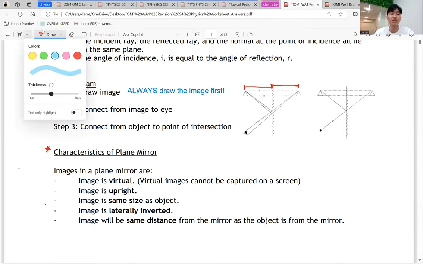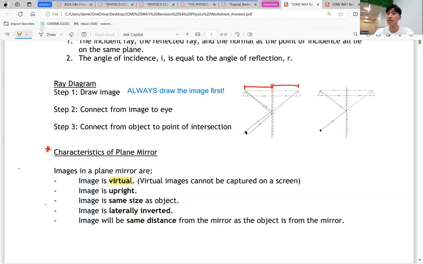One of the key things to highlight here: when we are tasked to define a virtual image, just remember the official definition is that it cannot be captured on a screen.